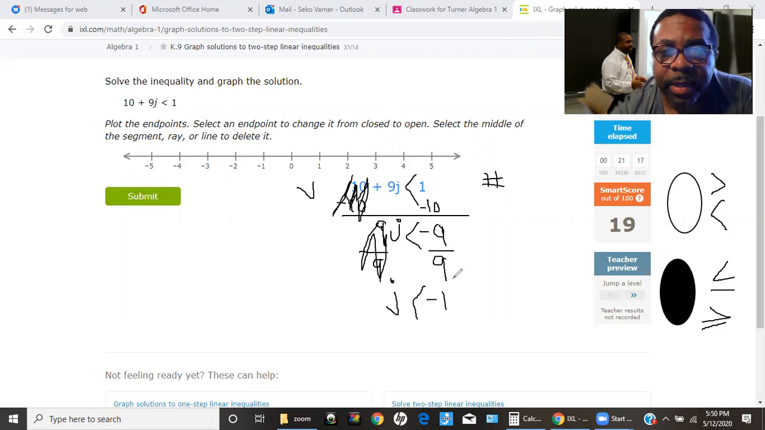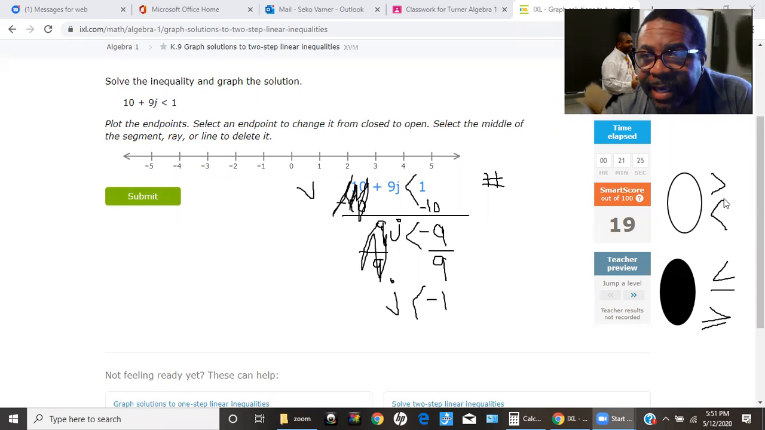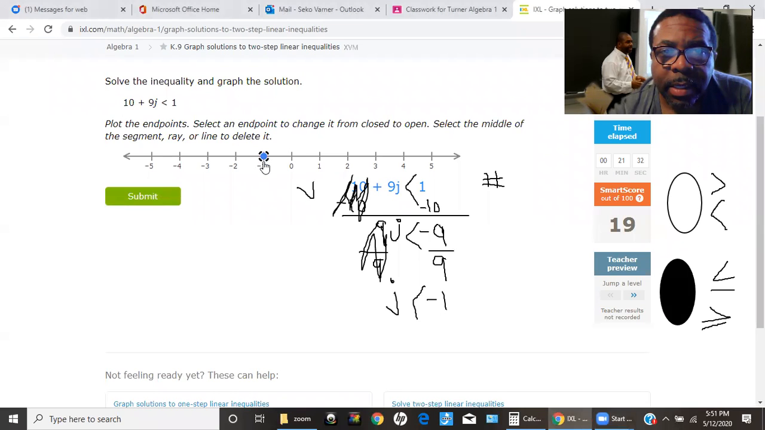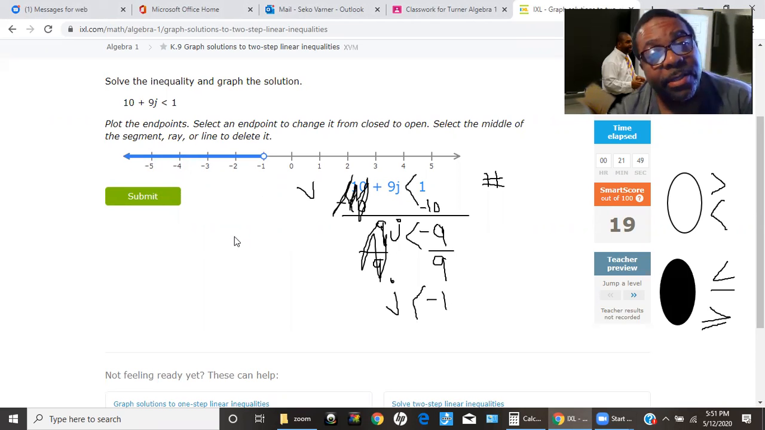So now we're going to graph it. Once again, since it's a less than sign and doesn't have the equal sign at the bottom, it's going to be an open hole. So I'm going to -1, and I need to click it twice so it's an open hole, okay? And j is less than -1, so everything less than -1: -2, -3, -4, and so on. So it should look just like this. Let's check. I'm going to hit submit and see if I'm right.